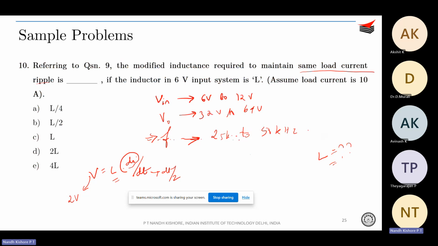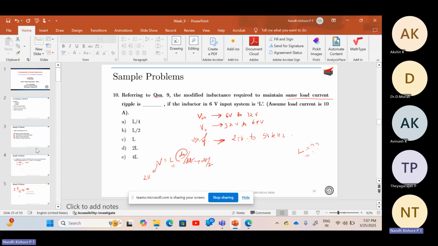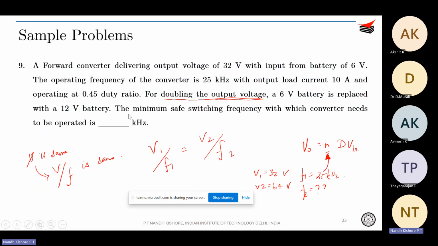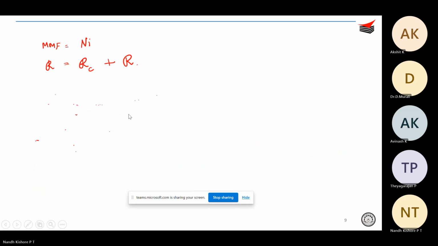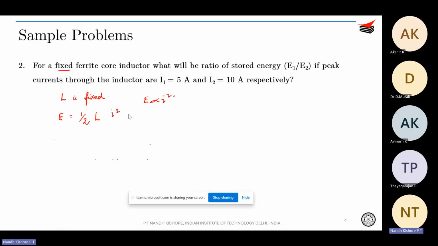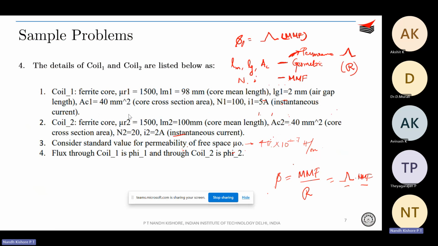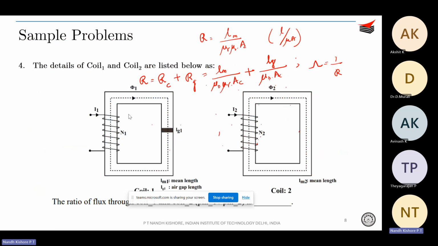Okay, so this concludes the first part of the questions. If I have to summarize the questions that we have seen so far, I think this is very important for me to summarize over here. We just saw a few theoretical questions, then we saw a relation between half Li square, correct? And then we went to the particular problem of question 4, wherein we had two coils. They had asked what is phi 1 by phi 2.